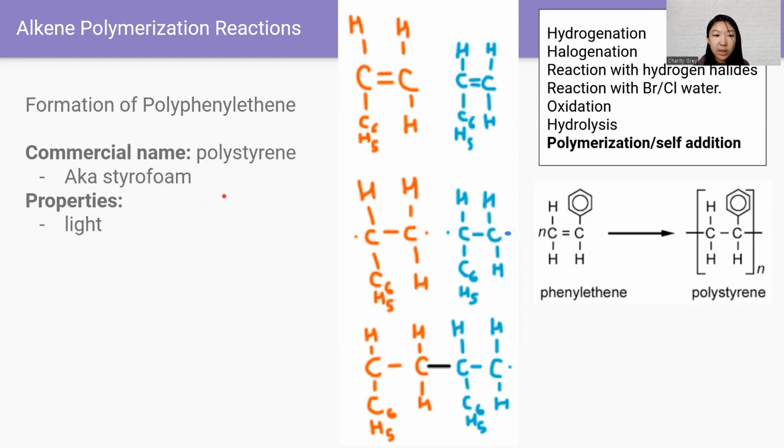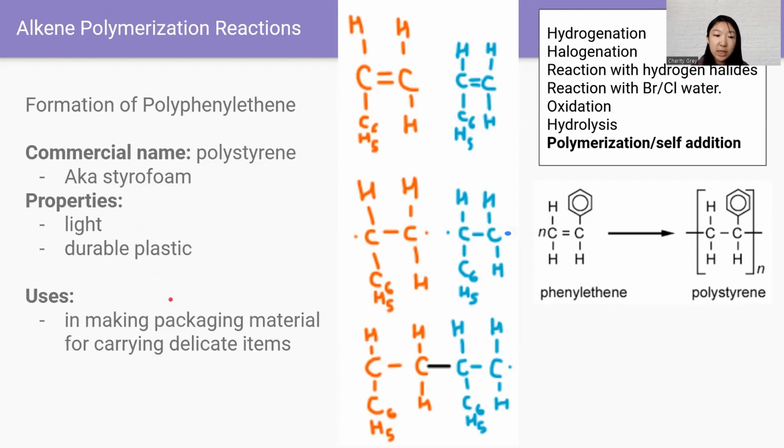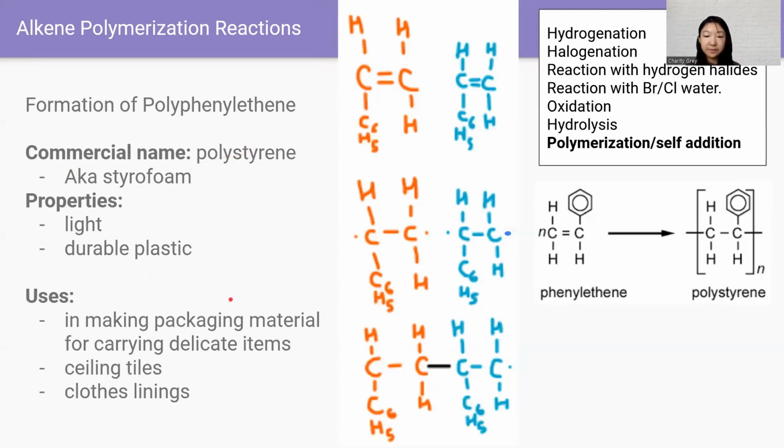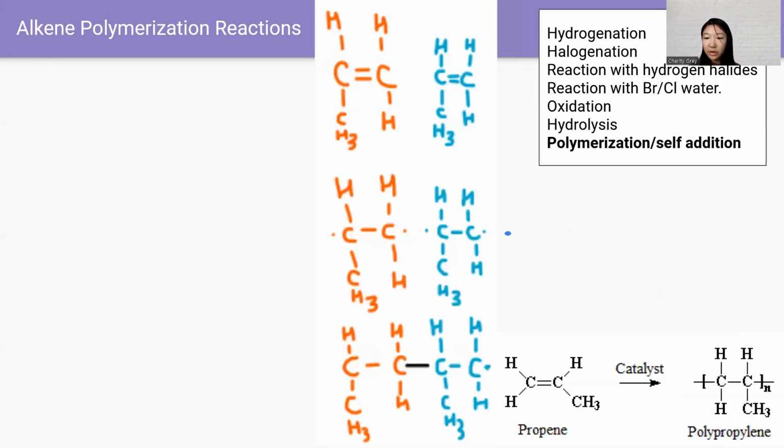So here are some of the properties. It's light, it's durable, and it's plastic, right? Uses include making packaging materials for carrying delicate items, ceiling tiles, clothes lining, all sorts of uses, right? Then we have another one.